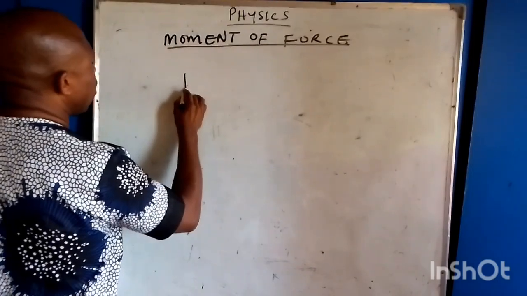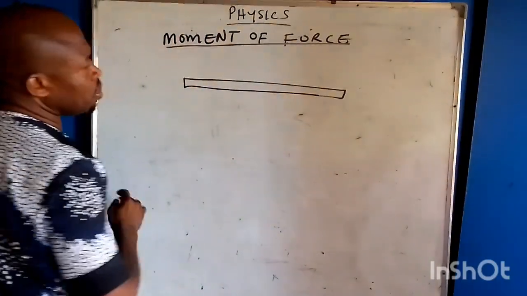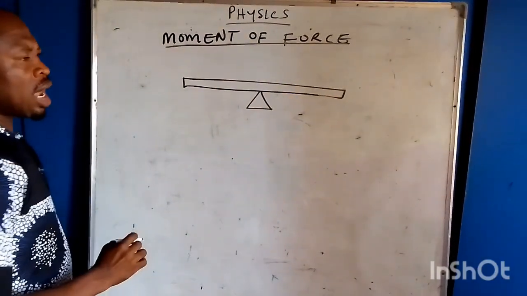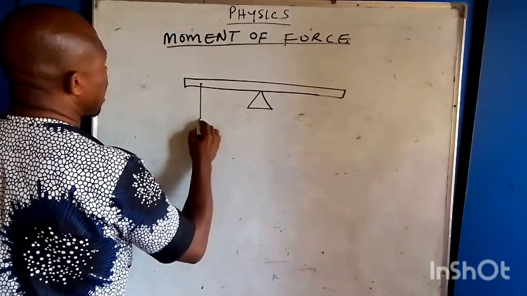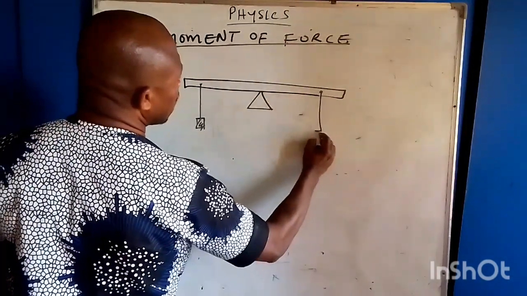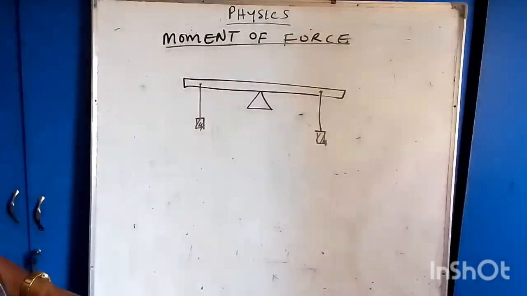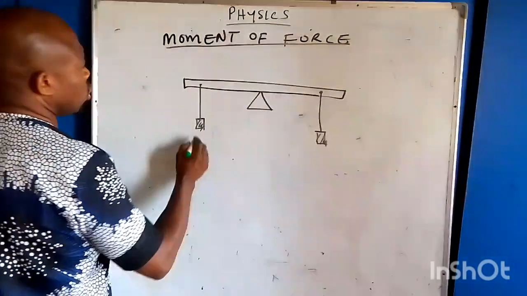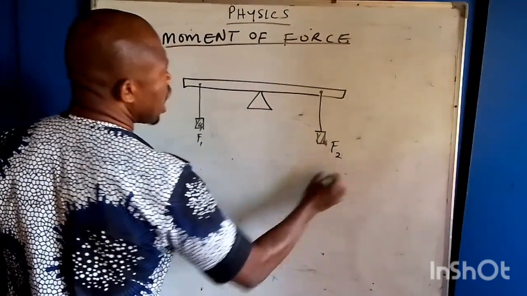Now, assuming we have a bar of this nature. If that bar is pivoted at a point, and maybe a mass is hanging at one side and another mass is hanging on this side, we can say that this mass is a force, a downward force. Here is F1, and this one here is F2.